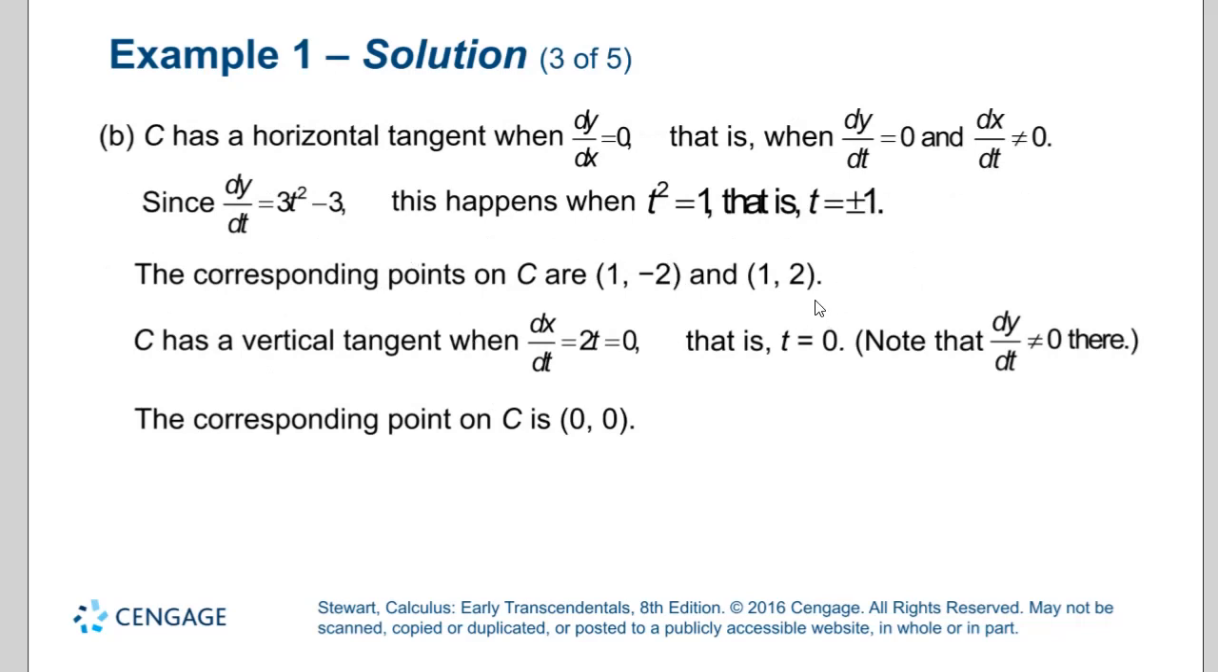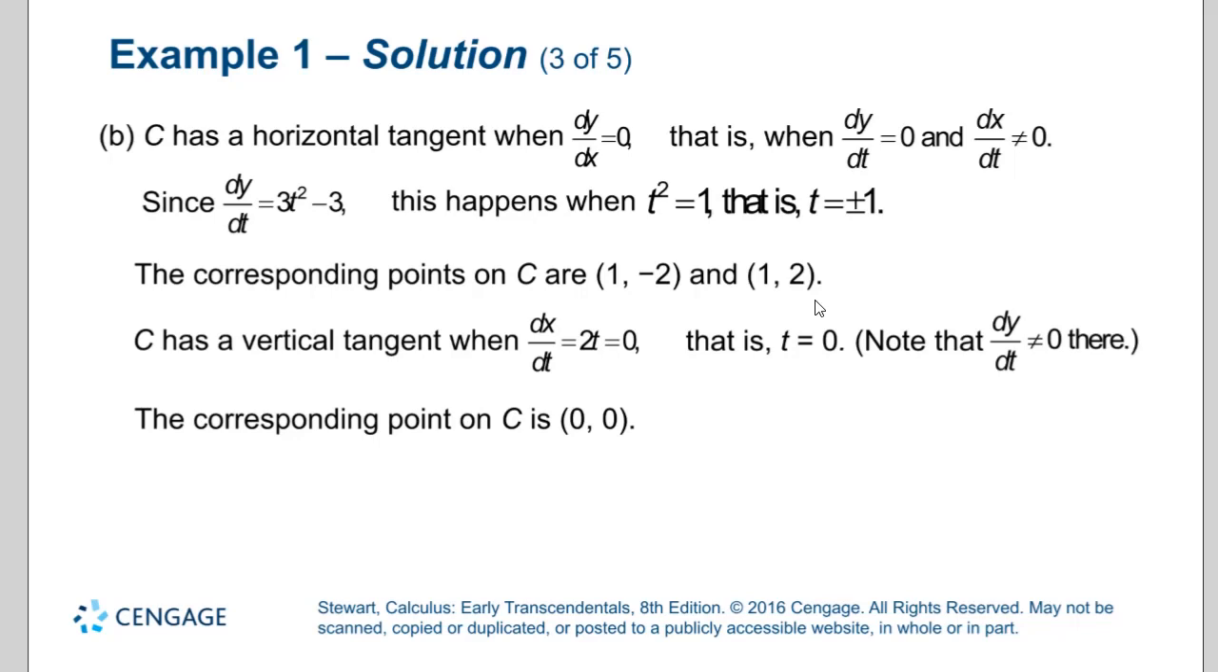So those are the 2 points, (1, -2) and (1, 2), that are going to give me horizontal tangents. Now, to find a vertical tangent, I'm looking at where the bottom is 0. And so I get t squared, and I take the derivative of that. I get 2t. I set that equal to 0, and it only occurs where t equals 0.